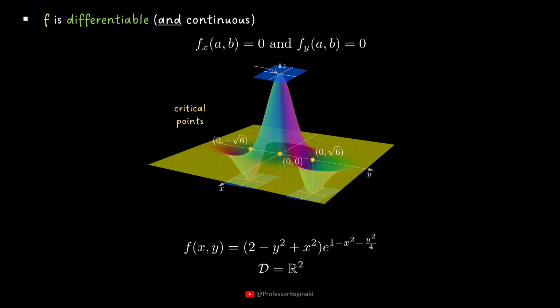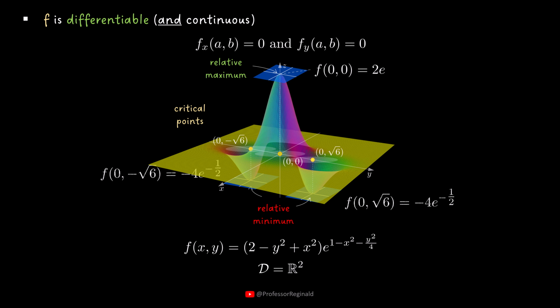The highest point in the surface on a neighborhood of a critical point is a relative maximum. And this is the corresponding value of the function. While the lowest point in the surface on a neighborhood of a critical point is a relative minimum. And this is the corresponding value of the function.